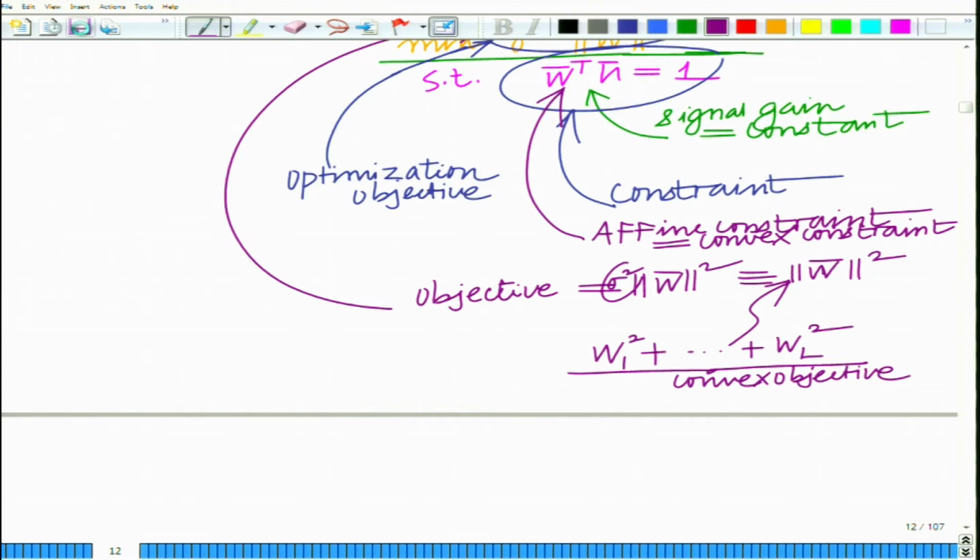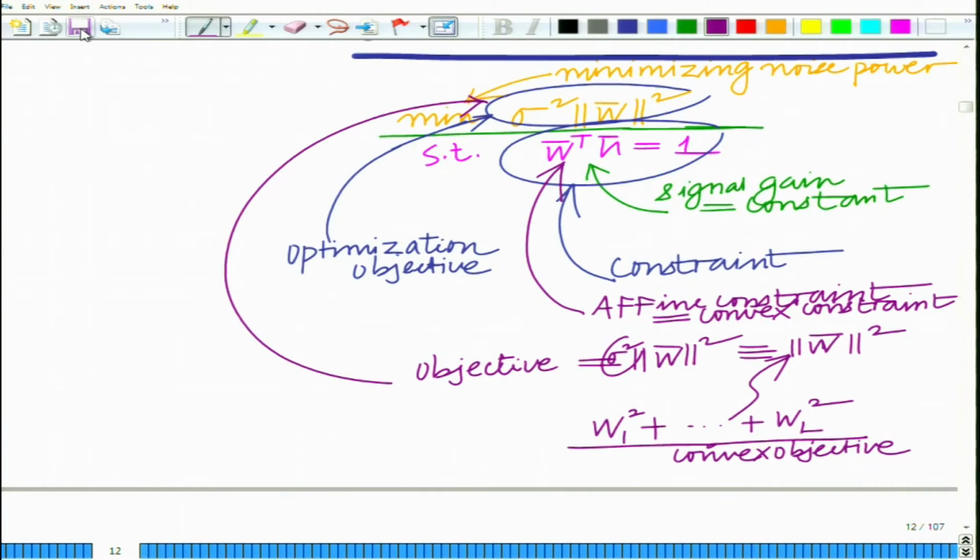So, you have a convex objective function and you have a convex constraint. You can have more than one convex constraint, you can have a set of convex constraints. So, convex objective plus convex constraints, that makes a convex optimization problem. That is a special subclass of optimization problems which we are going to focus on. So, this is going to be the template of a convex optimization problem.